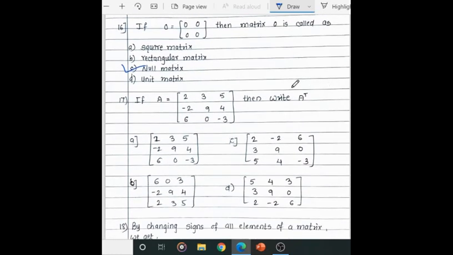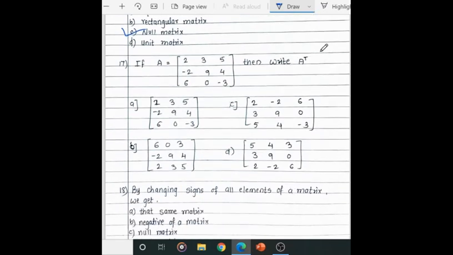If A is given and we have to find A transpose, we know that while writing A transpose, we have to replace the rows by columns. Means the answer is 2, 3, 5, minus 2, 9, 4 and 6, 0, minus 3. This is the option.